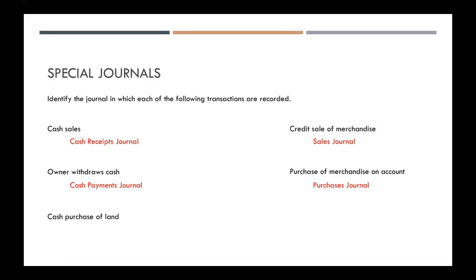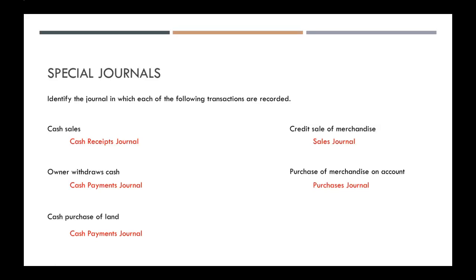Now our cash purchase of land. And once again, we see the word cash. So we know it's either cash receipts or cash payments. If we are buying land, that means that we have to pay money. So if we're paying money, this will go into the cash payments journal.